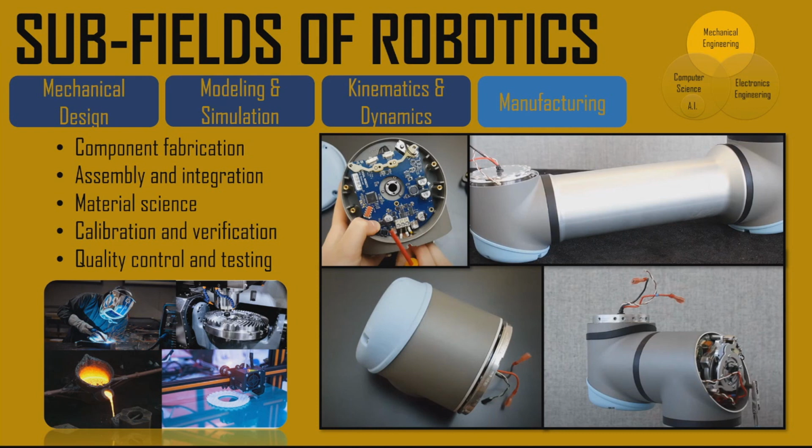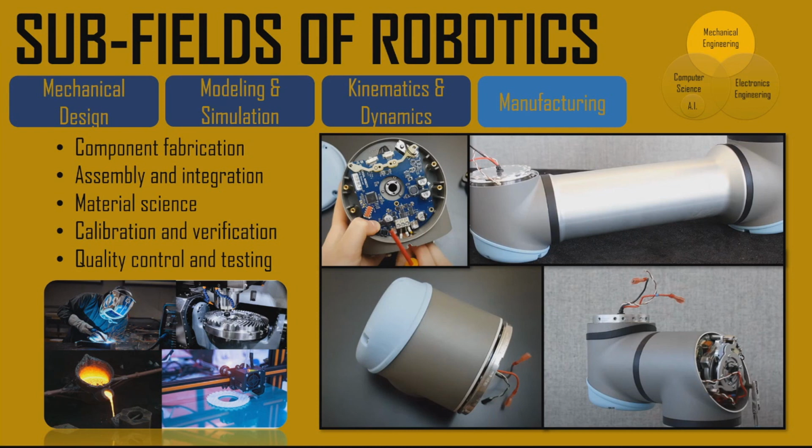So fabrication of the individual components of the UR5 robotic arm in this particular case, assembly and integration, assembling all of the joints together, the whole overall system together, mounting it, all of these things would fall under the category of manufacturing. And also consideration of materials, which of the materials would be suitable for the robotic system.